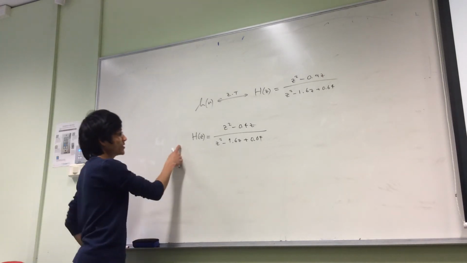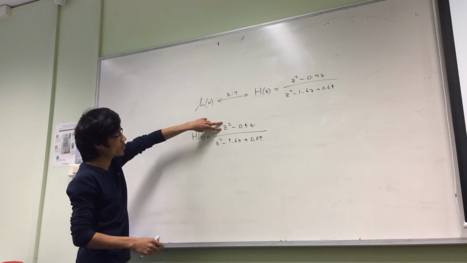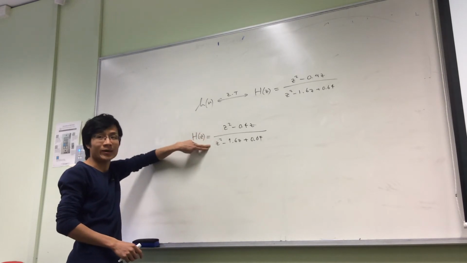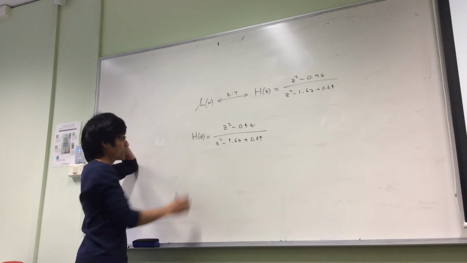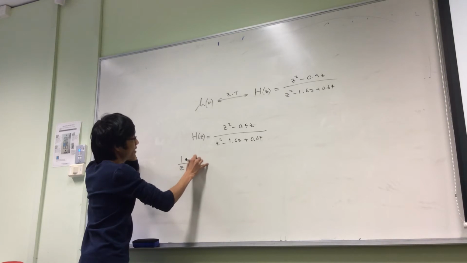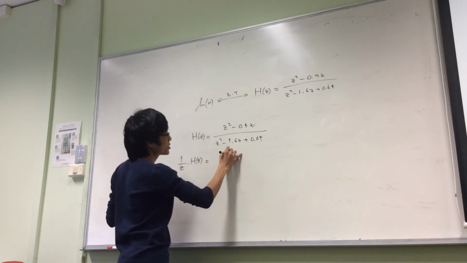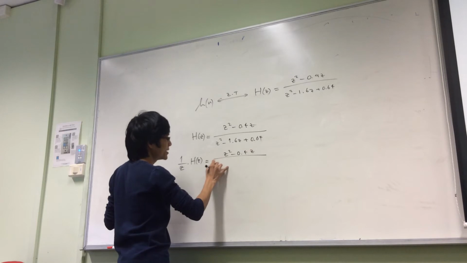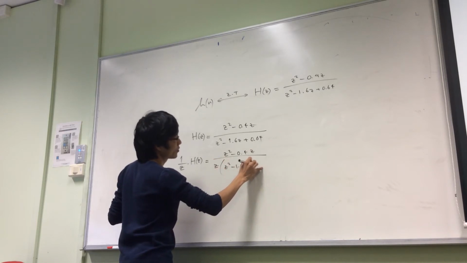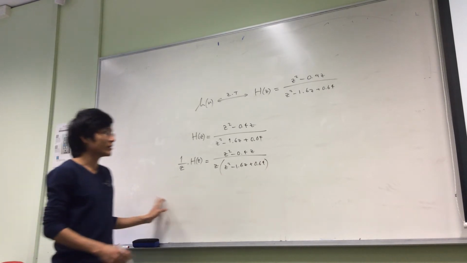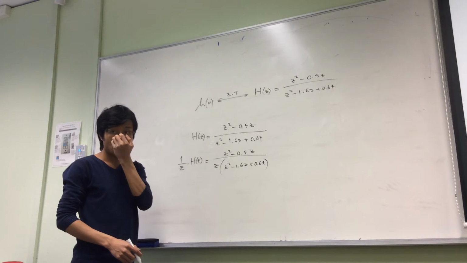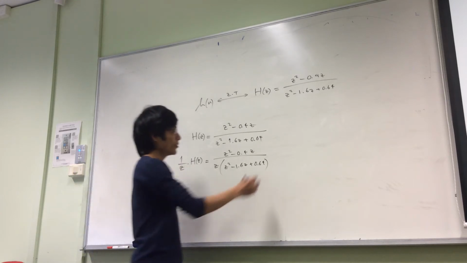This is the first step. Because the top is order 2, the bottom should be 3. How to make it 3? We multiply z on the bottom. So we have 1 over z, and H(z) will be equal to z squared minus 0.4z over z times this. The power on the top is less than the power on the bottom.